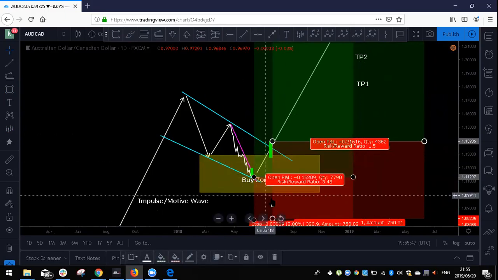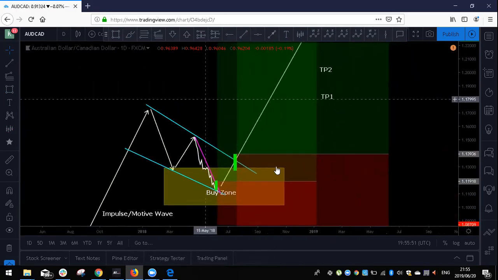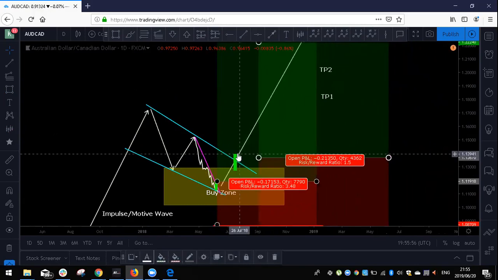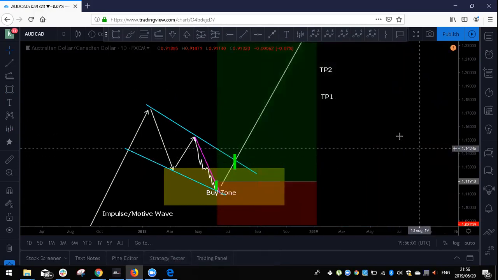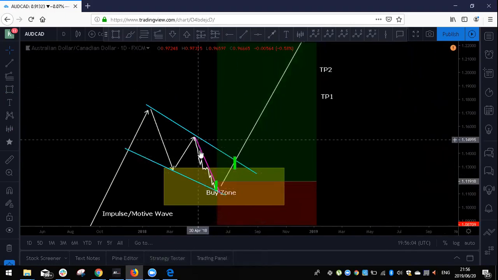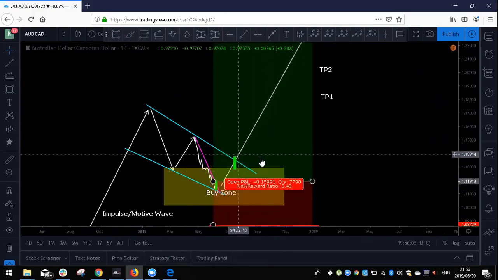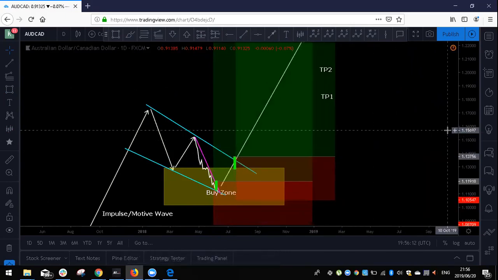Yes. So my first entry will be right there, and then this will just be my second entry. So I can take 2 trades in one setup. If it breaks the inner trend line, I take a buy. If it breaks the outer trend line, I take another buy.